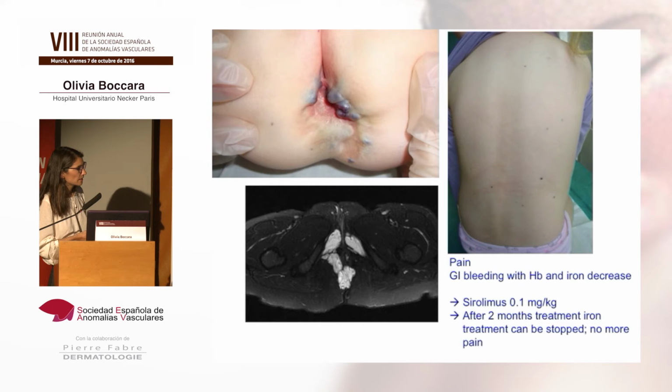She had GI bleeding with a severe lowering of hemoglobin. We started rapamycin, and it was amazing how quickly the treatment was efficient. In 2 months, she was not bleeding anymore, and the hemoglobin rose at least 3 points, and she was not painful anymore.